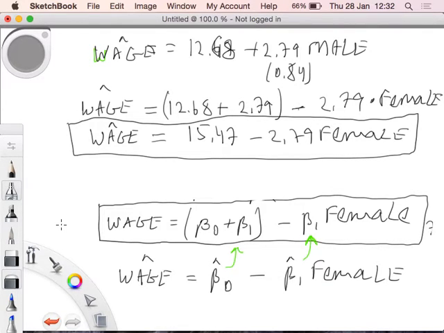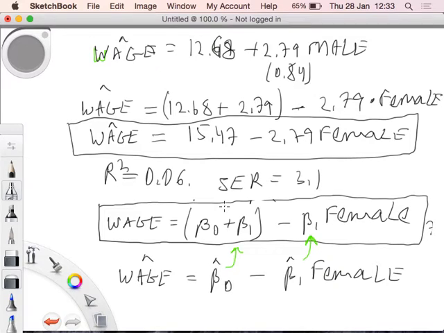Now if female takes a value of 1, you get the average value for female, which is the original 12.68. If the female variable takes a 0 value, then you still get the male wage, which is the same as before. And what is interesting is that you will have the R squared, which is the same again as before. SER will be the same as well.